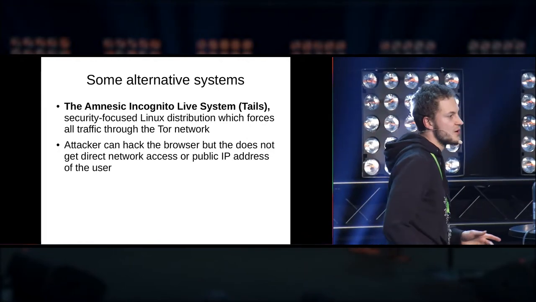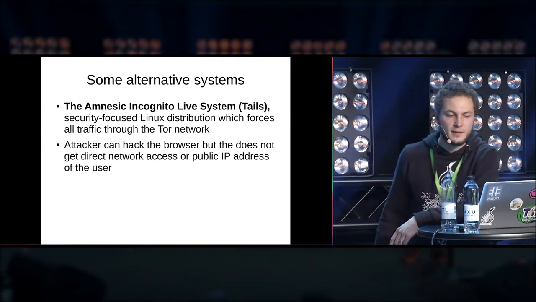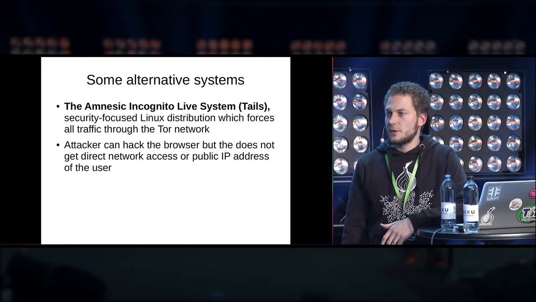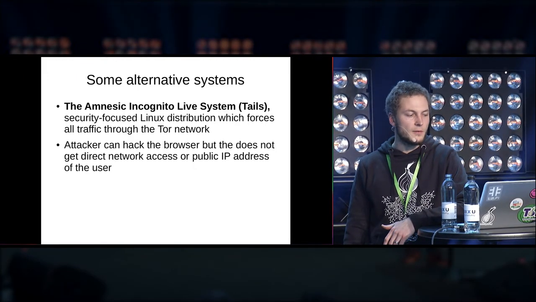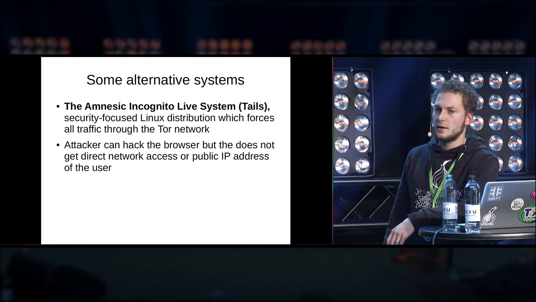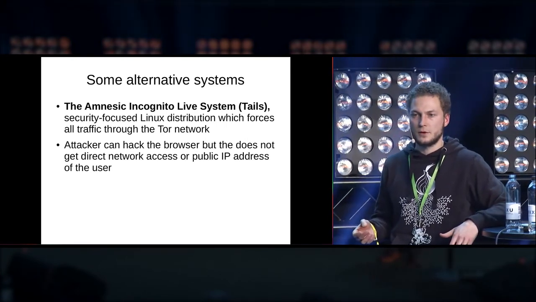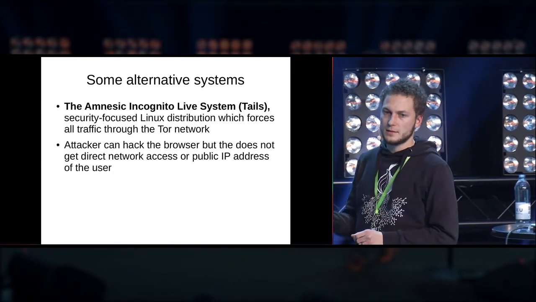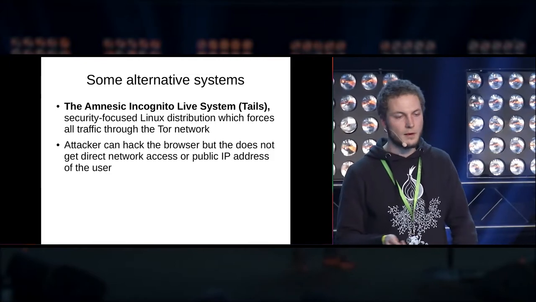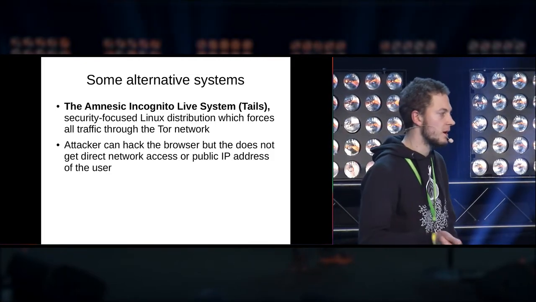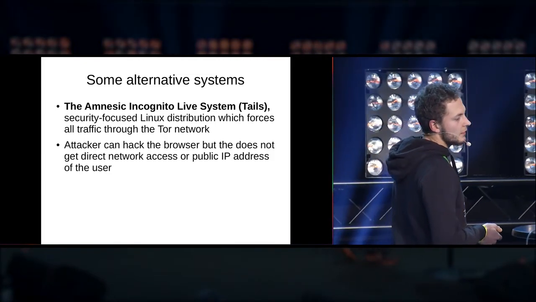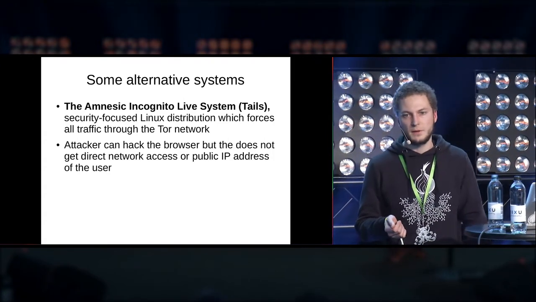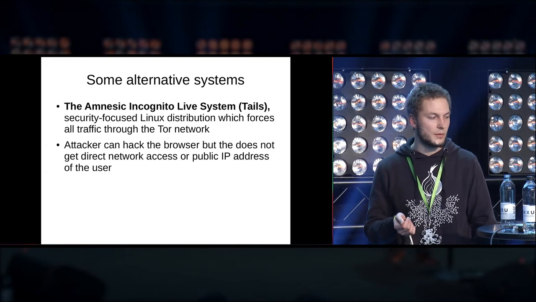So like one third of you already know that Tails is a live Linux distribution. It routes every piece of traffic through the Tor network, and it doesn't make any changes to disk. So this is a live operating system. You just insert a disk or USB stick and run the whole operating system from there. And it routes all the traffic through the Tor network, so by default, any software there is behind Tor.